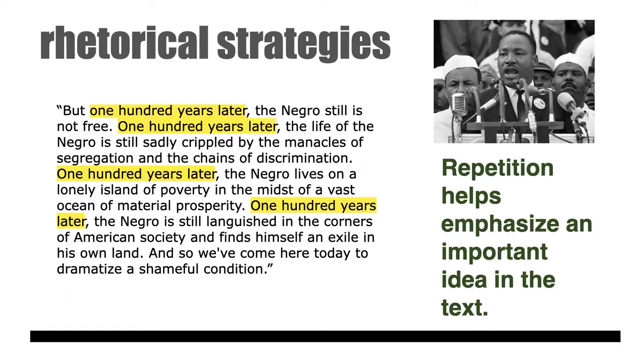Dr. Martin Luther King frequently used repetition to emphasize important points in his speeches. You can see in this excerpt from his I Have a Dream speech delivered in 1963, he repeated the words 100 years several times throughout this paragraph. The repetition helped to emphasize that a lot of time had gone by without there being any change. You don't want to repeat a word or a phrase just for the sake of repetition. Make sure that you choose an important concept that you want the reader to understand.